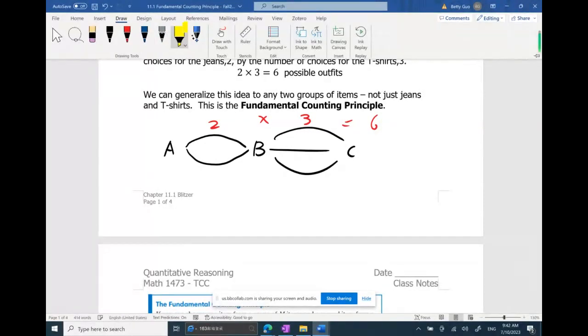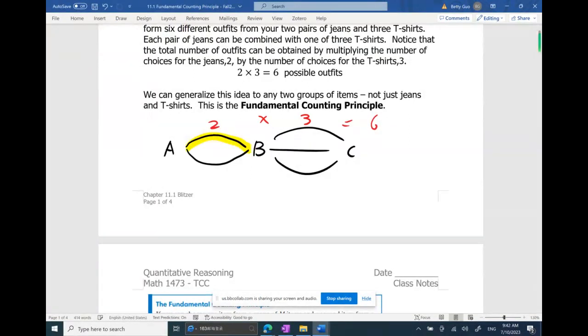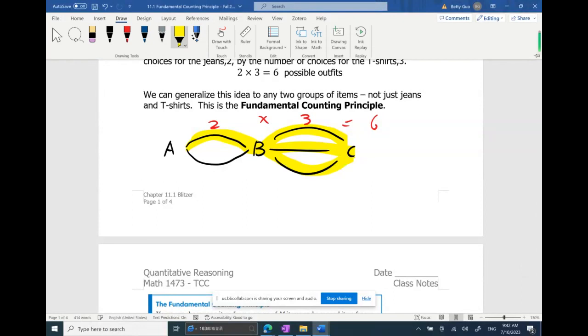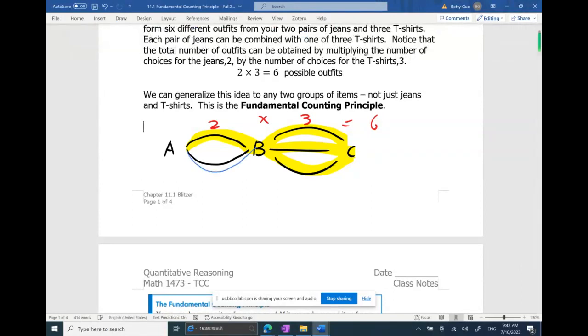Let's say from A to B, we choose the northbound. This is one route, right? Then 1, 2, 3. And what if from A to B we choose the other route? And we can go from here, 1, 2, 3, another 3. So 3 plus 3 is 6, right? Do you see that?